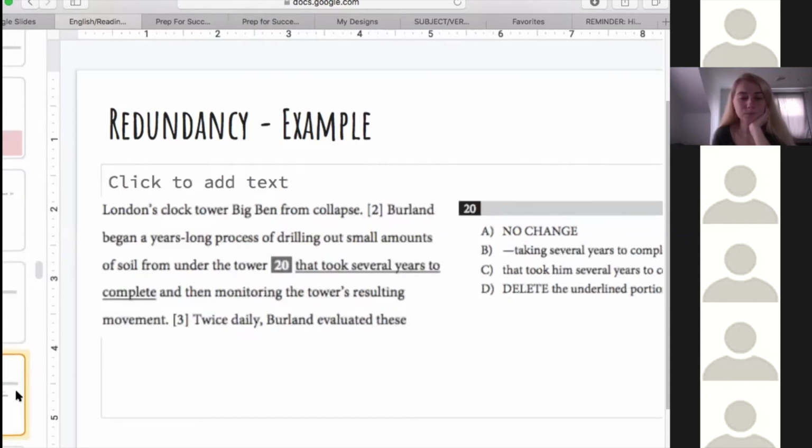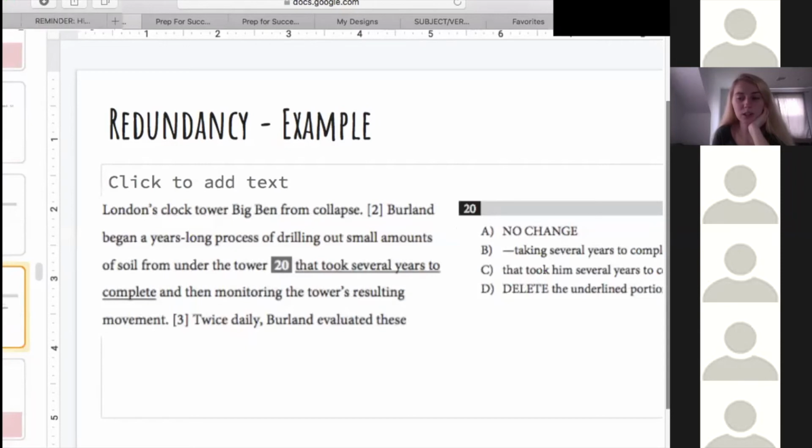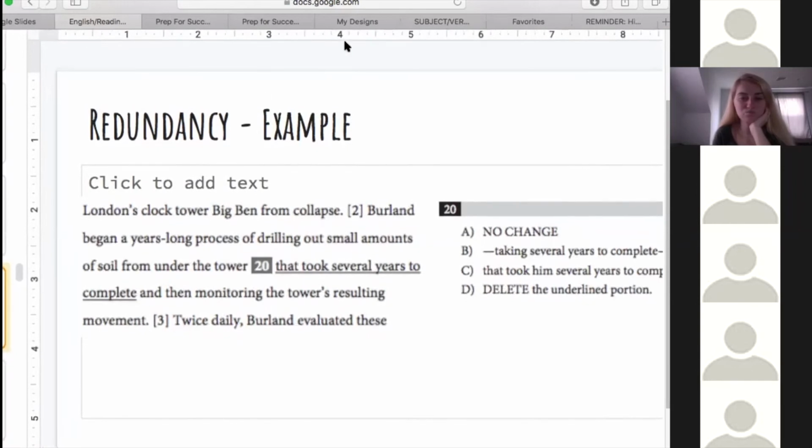Awesome. All right, let's just try one more and then we'll move on to our modifiers. All right, so I launched the poll. Let me know what you guys are thinking for this one.